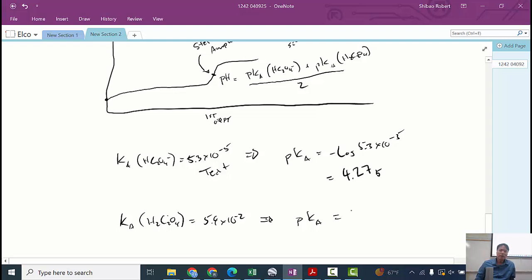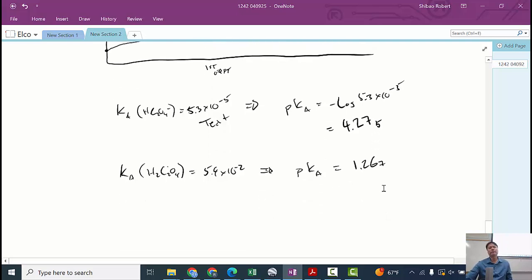1.267. I think I forgot the number I got in class, but it's different, right? It was like 1.23, wasn't it? This is going to be 1.27. So it does matter what chart you get your K values from, but we'll just go with this here, since I don't remember the value for oxalic acid.